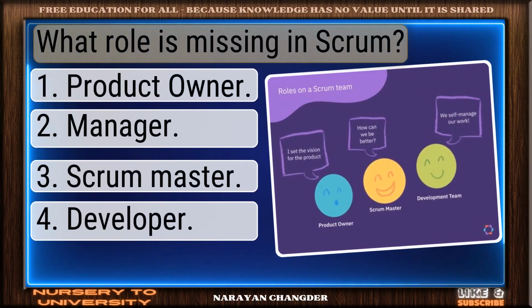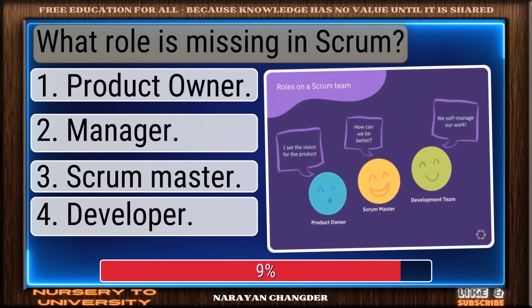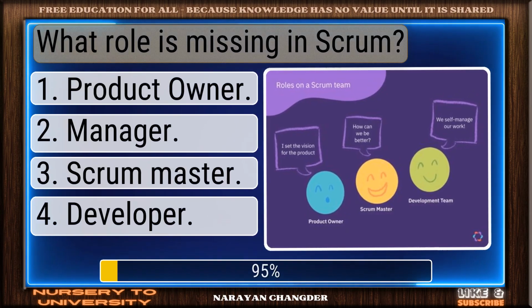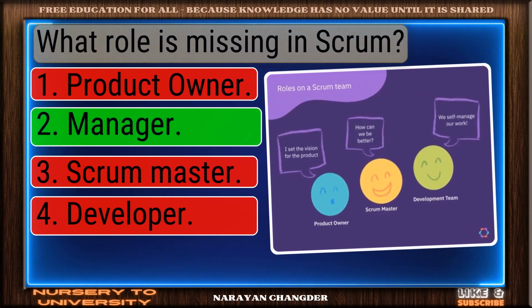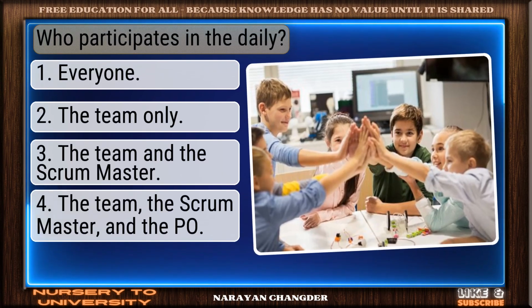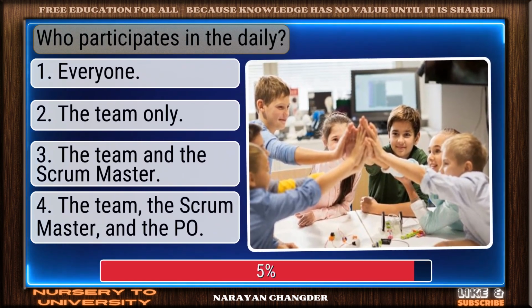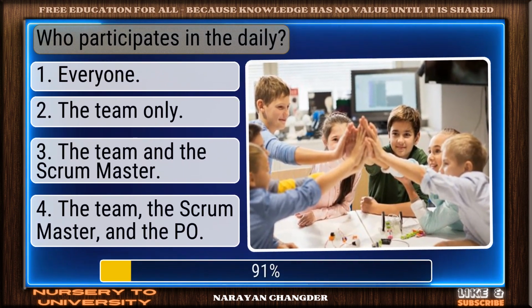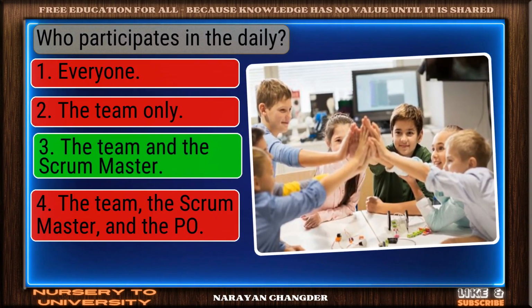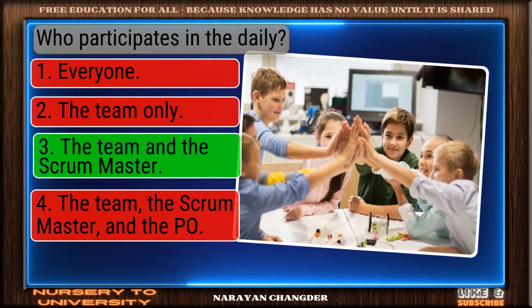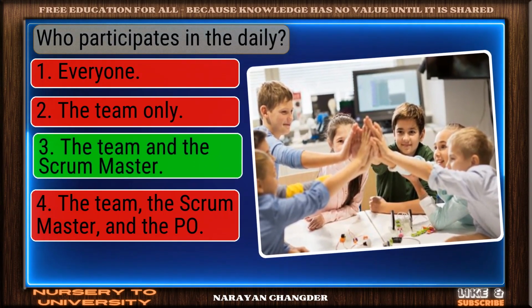Question number 23. What role is missing in Scrum? Smart move. Manager is an accurate answer. Question number 24. Who participates in the daily? Well reasoned. The team and the Scrum Master is the correct choice.